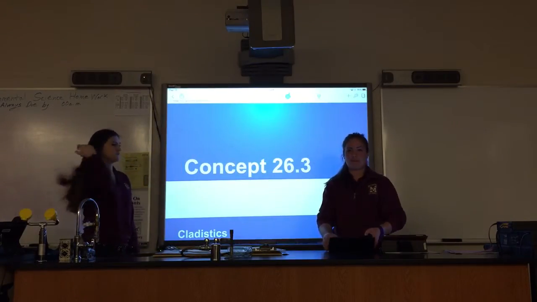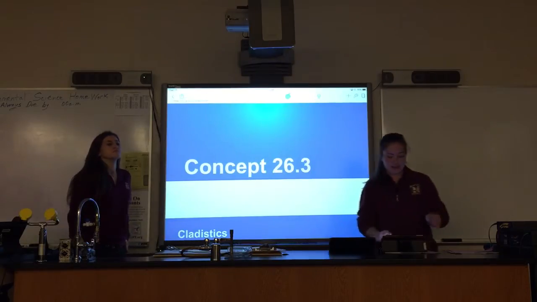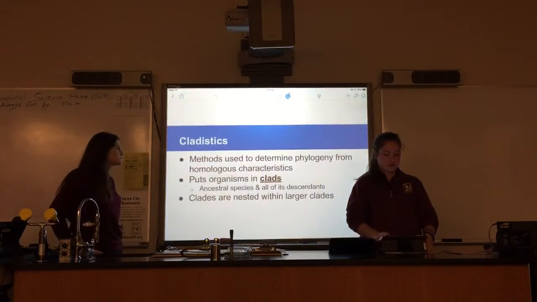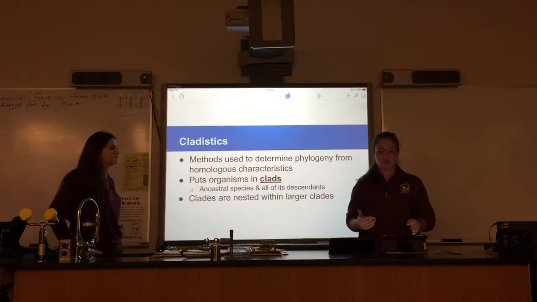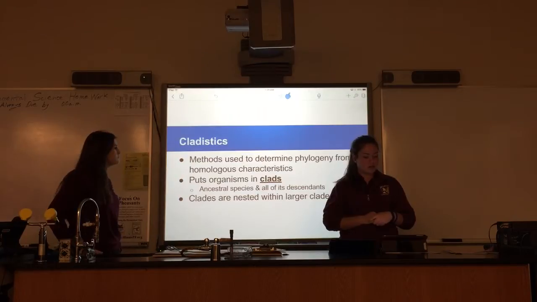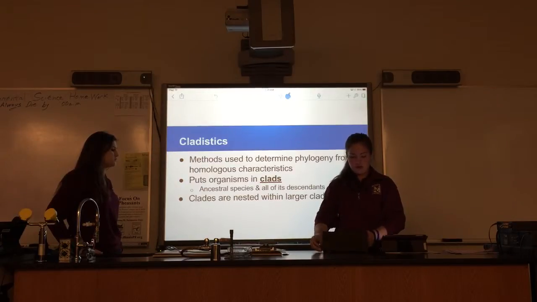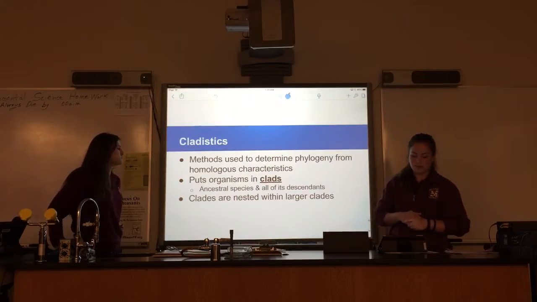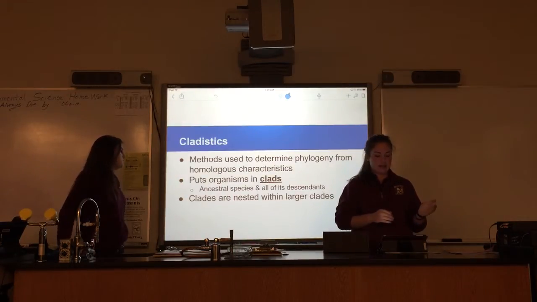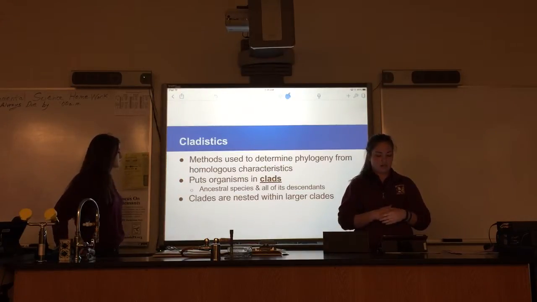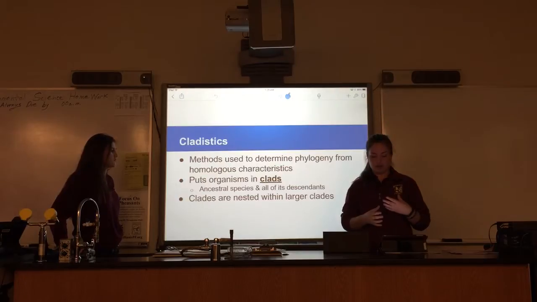Okay, are you guys ready? Okay, this is concept 26.3. And the majority of this section is about cladistics. And cladistics are methods used to determine phylogeny from homologous structures. And this puts organisms in different clades. And a clade is an ancestral species and all of its descendants. Clades are nested within larger clades.